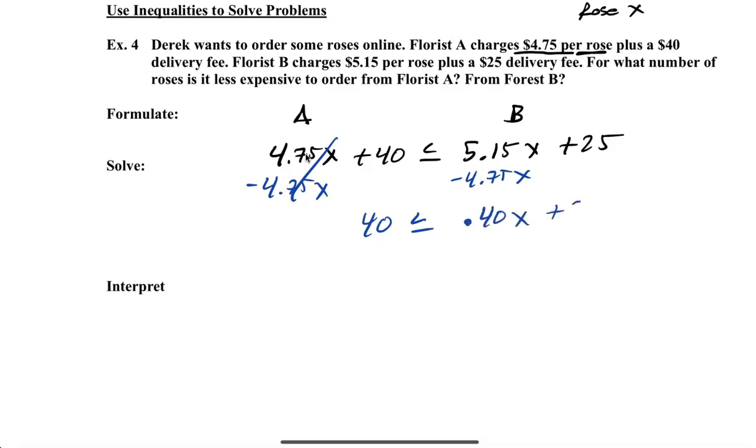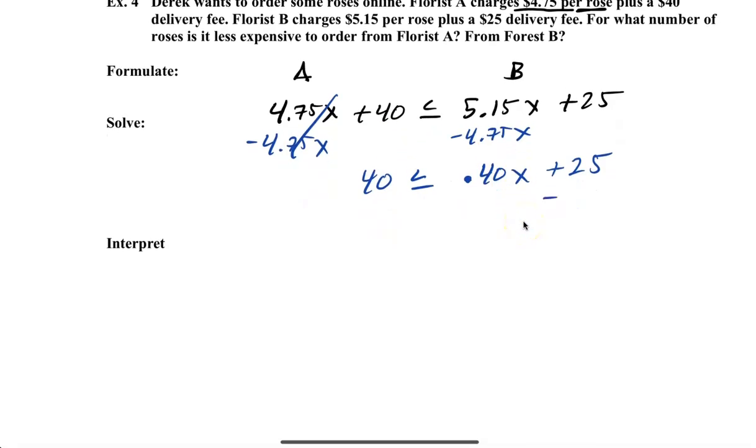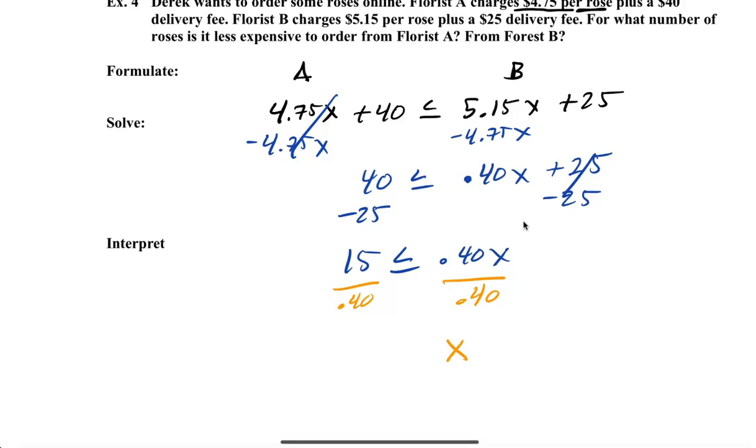These cancel. I get 40 is less than or equal to 25 plus 0.40x. Okay, so I still want to get the x by itself, so it's minus 25 from both sides. Like that. These are going to cancel out. And I'm going to get 15 is less than or equal to 0.40x. Now I divide by 0.40 to get rid of that. So again, we can put this in your calculator. Divide by 0.40. And then we get 37.5 is less than or equal to x.